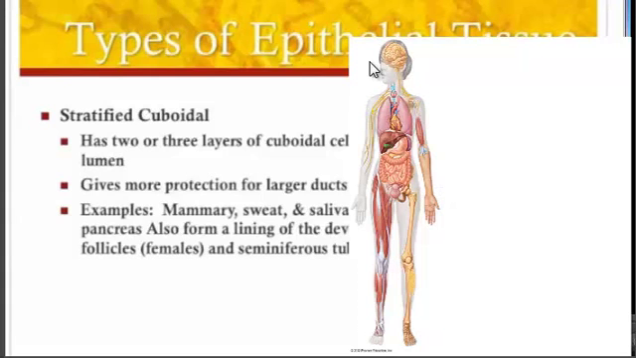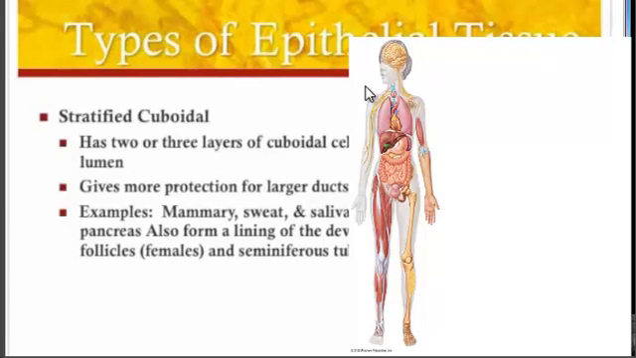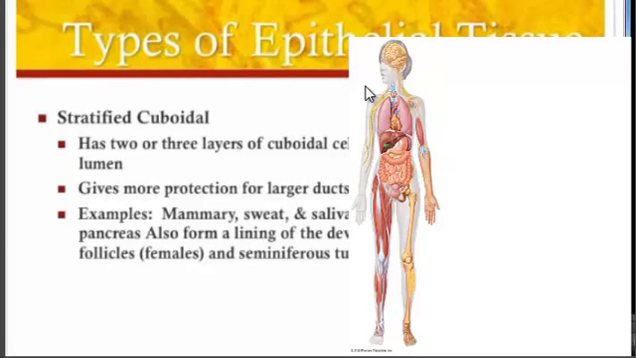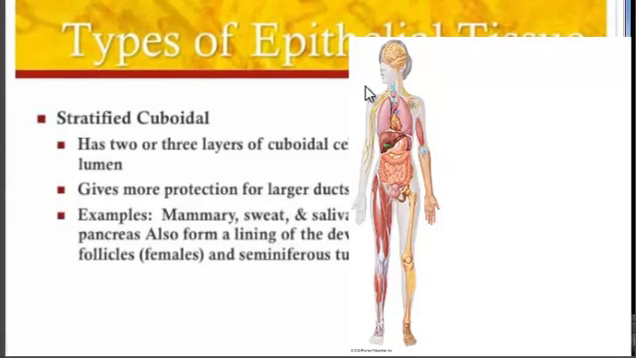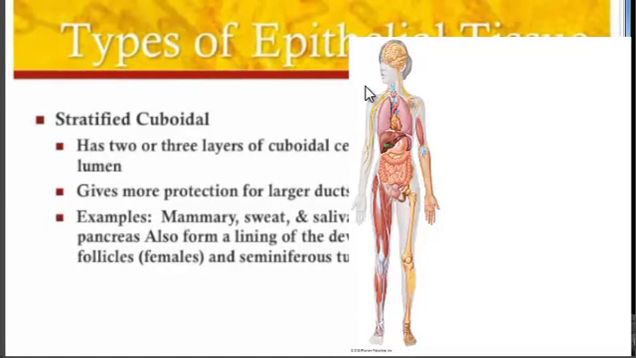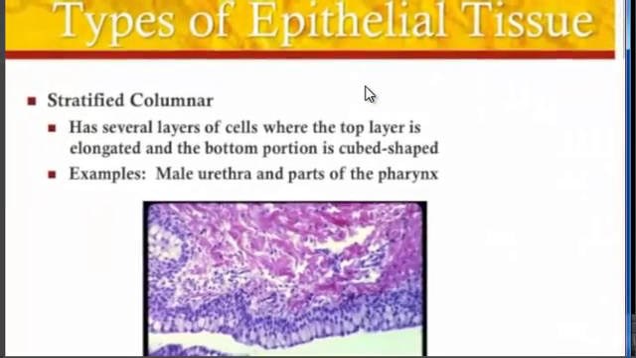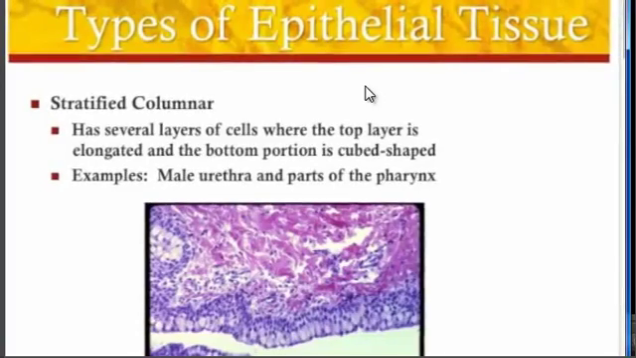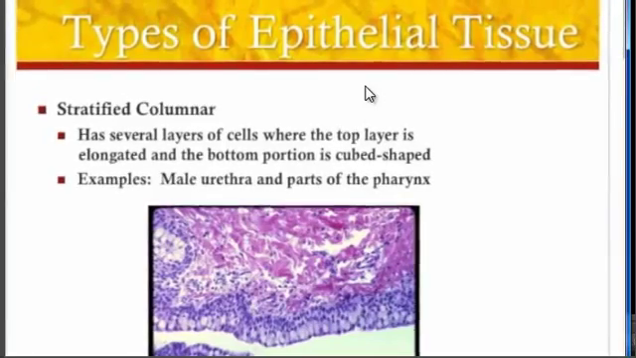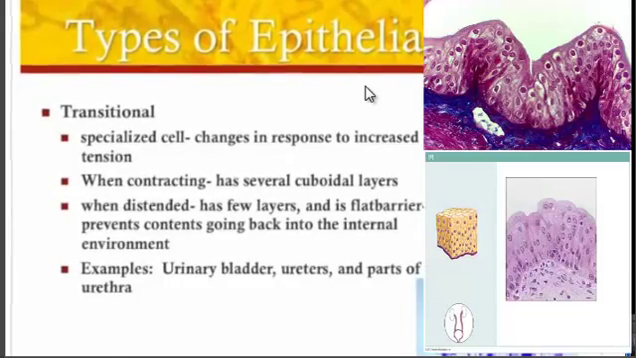Stratified cuboidal epithelia is found in rare areas where we have large ducts of glands, and those ducts of glands are basically 2 to 3 layers of cuboidal cells thick. It gives more protection for those larger ducts, as the secretion is often harmful. The stratified cuboidal types are often seen also in the mammary glands and other areas of the body. Stratified columnar has also been referred to as a non-ciliated pseudostratified type, found in the male urethra and parts of the pharynx and airway as it leads into larger airways.